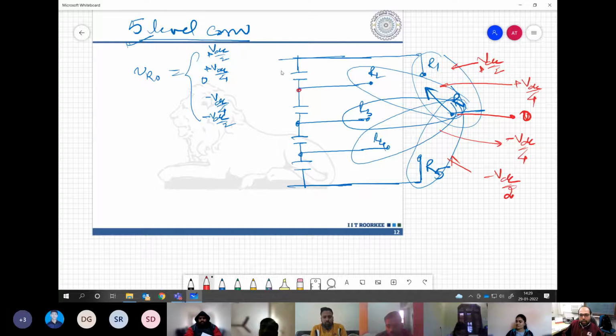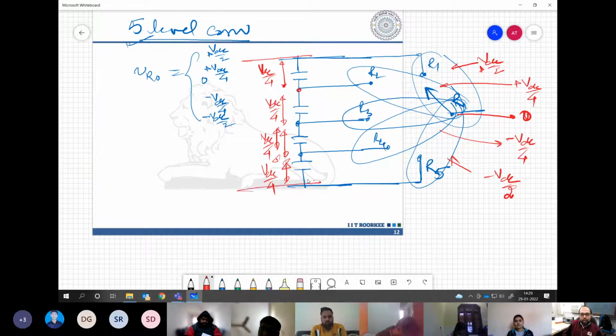And each capacitor is having equal voltage. So earlier it was VDC by 2. Now here each one is having VDC by 4, making the total voltage across the DC bus equal to VDC.